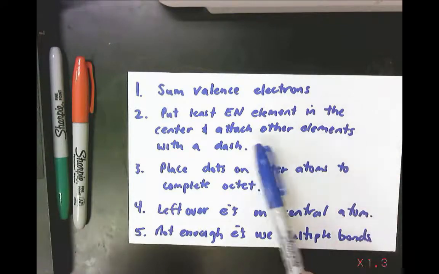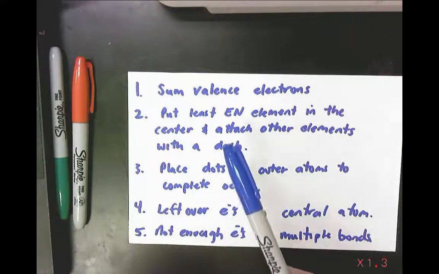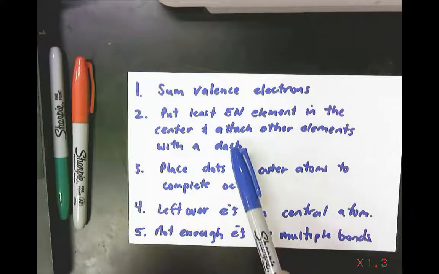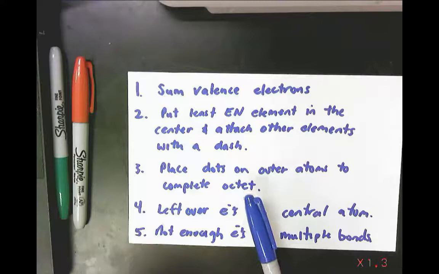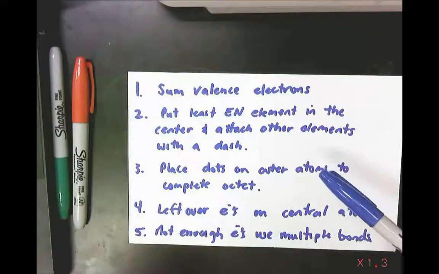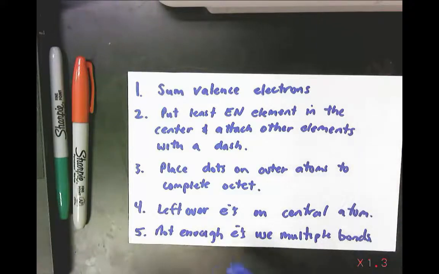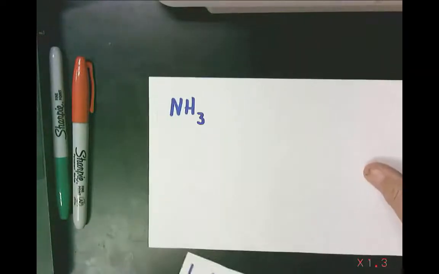And then you want to attach all the other elements to that center element with a dash. The dash represents 2 electrons. Then place dots on the outer atoms to complete the octet. The leftover electrons, if there are any, then get placed on the central atom. And if there are not enough electrons to complete your octet, then you use multiple bonds. Okay, so here's how ammonia was to be drawn.